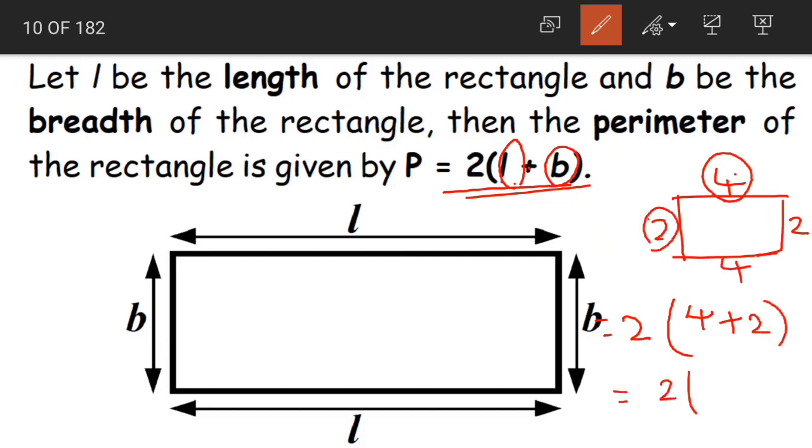So first what did I say? As 4 plus 2, that is length plus breadth, is inside the brackets, we have to add them first. 4 plus 2 is equal to 6. Now 2 bracket 6 is nothing but 2 into 6, that is equal to 12 centimeters. Understood? Finding out the perimeter of a given rectangle by using the formula.